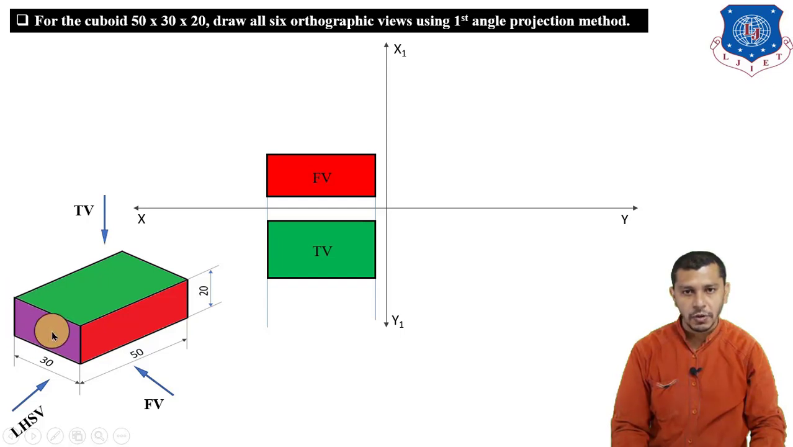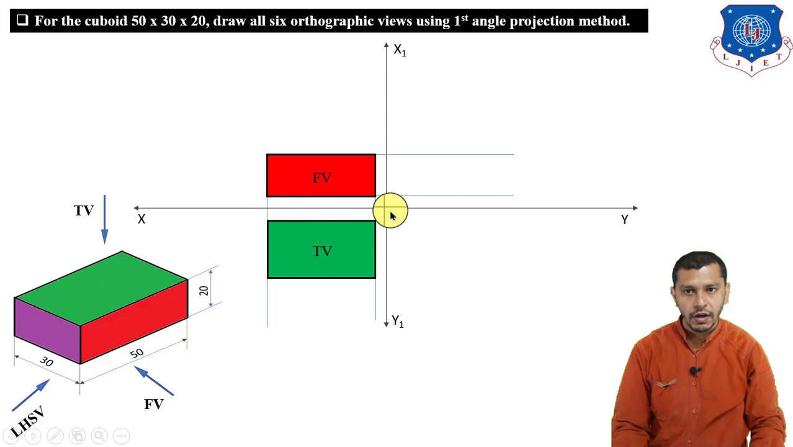This purple surface of the cuboid will give us the left hand side view having length 30 and height 20 mm. So first of all we have to project the height of the left hand side view from the front view, and the width of the left hand side view will be projected from the top view.